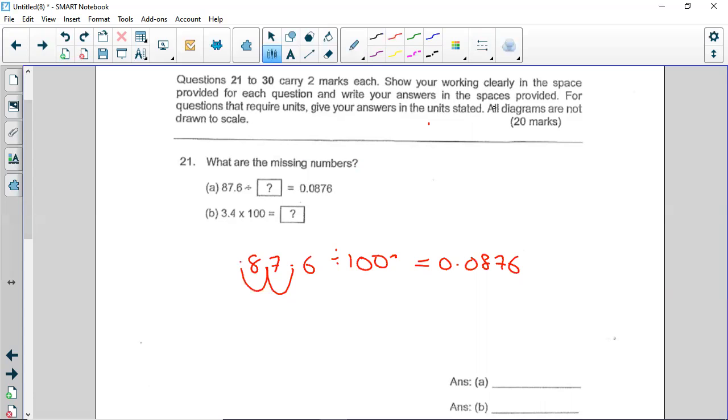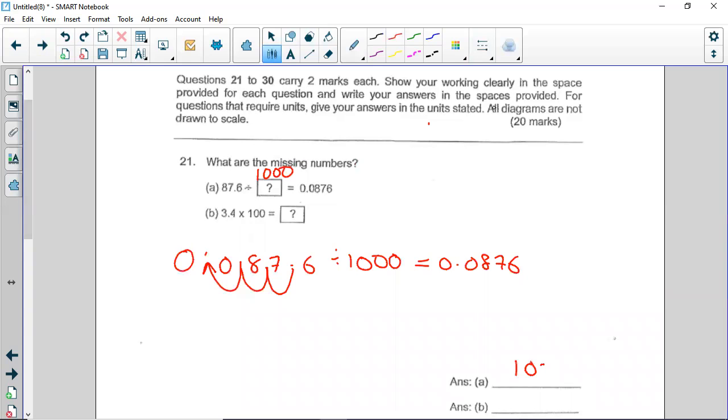Then is it divided by 1000? Then you shift 1 more time to the left again and put a 0 here. There's an empty basket, and at the arrowhead put a decimal point, and then put the 0 in front of the decimal point. And what do you get? You will get 0.0876. So what is the question mark? The question mark is divide by 1000.